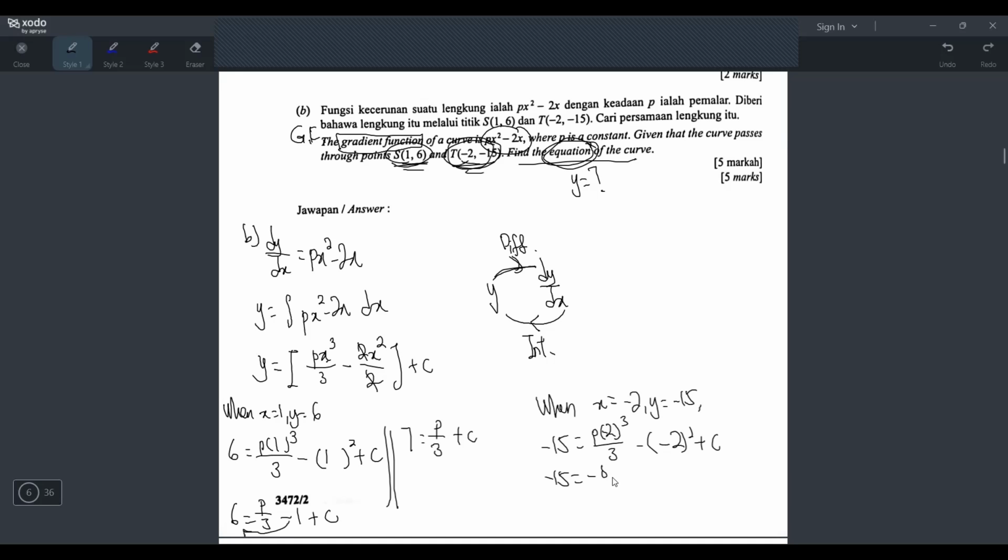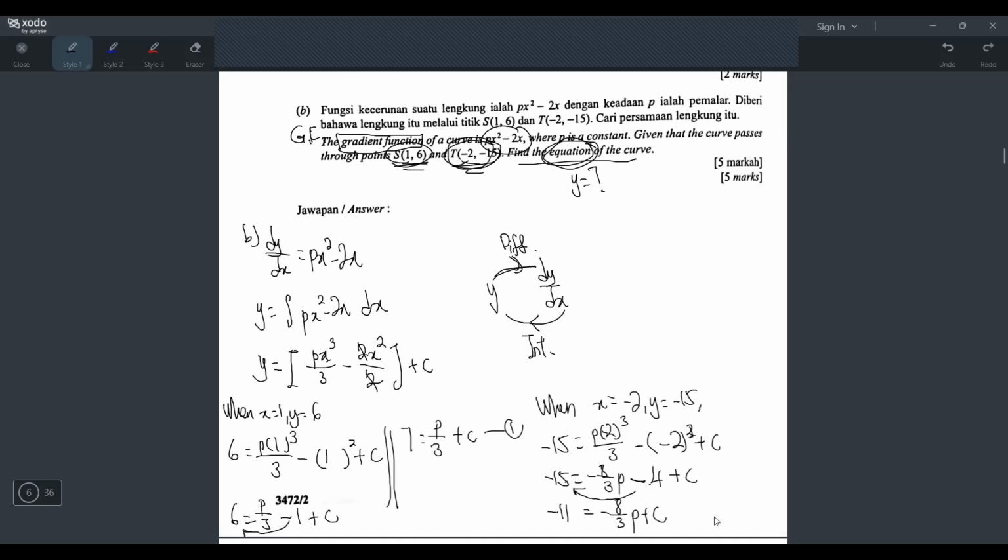So this would be -8 over 3p minus, okay, what is -2 power 2? It will be +4, right? But you still have to write minus because there's another negative here, and then plus c. Okay, and then I can see number dengan number boleh buat. So the -4 can move here, become +4. -15 plus 4, I think it's -11, right? And then here will be -8 over 3p plus c.